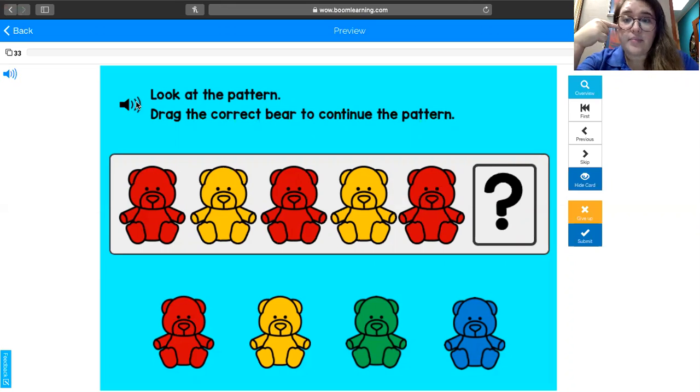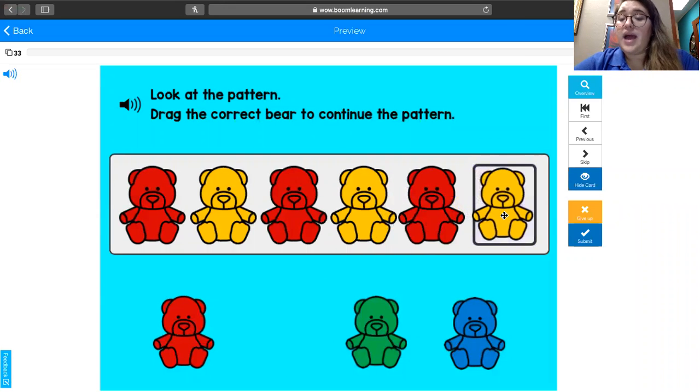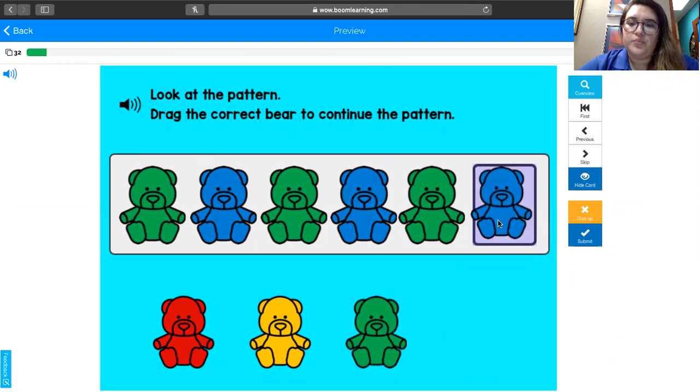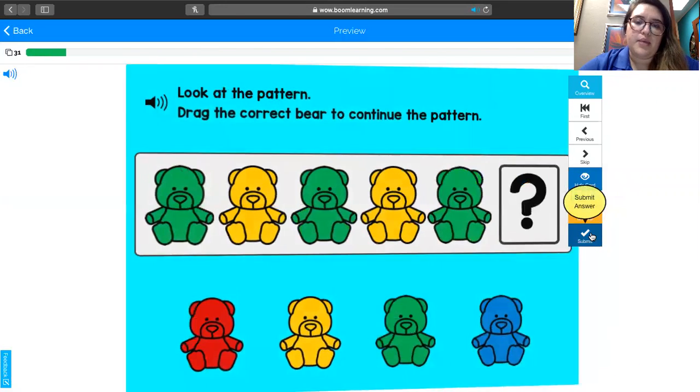Okay, so look at the pattern. We have two colors. We have red, yellow, red, yellow, red, yellow, red, yellow. This is an AB pattern. Very good. Now look at the pattern and drag the correct bear to continue the pattern. Okay, so this is green, blue, green, blue, green, blue. An A, B, A, B pattern.